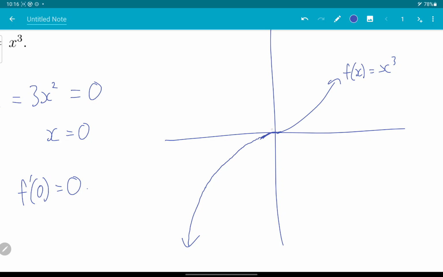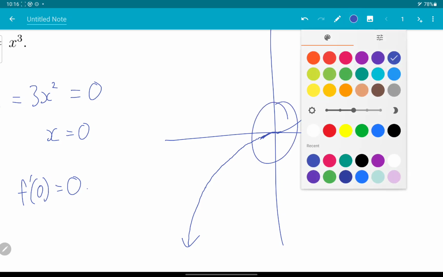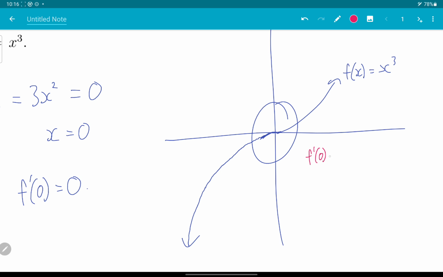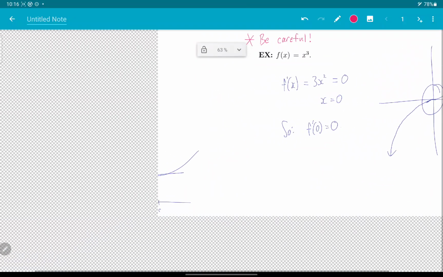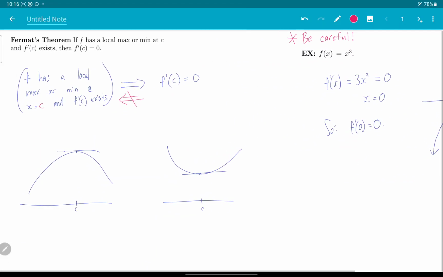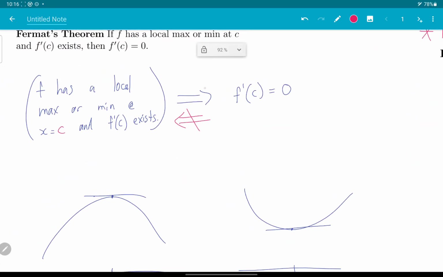Okay, so right here we have f prime of 0 is 0, but there's no local max or min here. Okay, so just be careful. Okay, be careful, and just remember that these arrows do not go both ways. They only go from left to right.